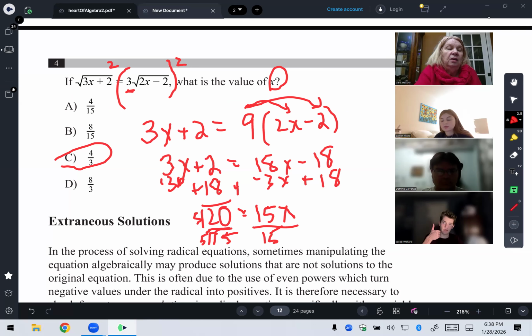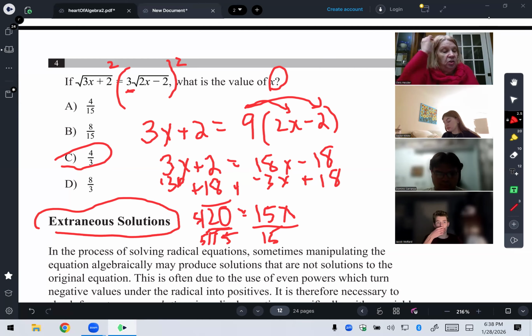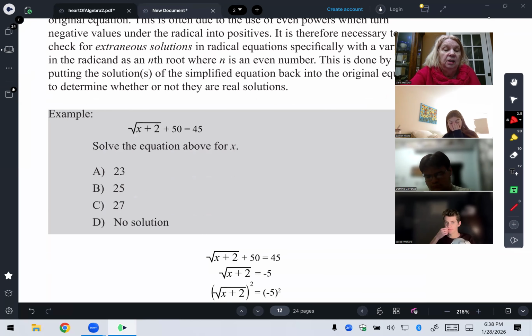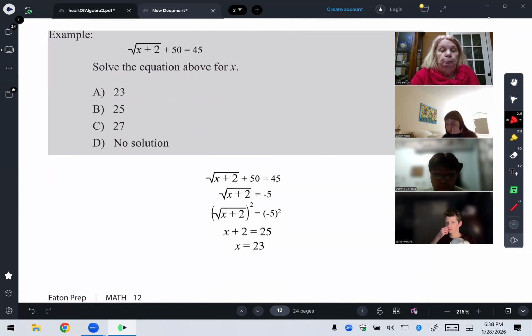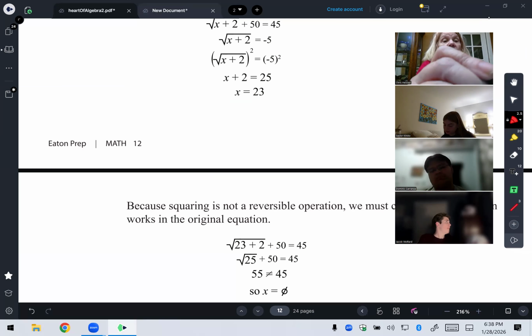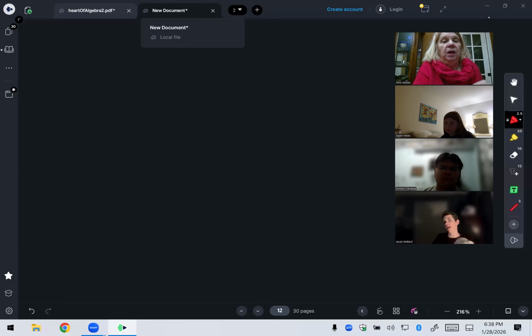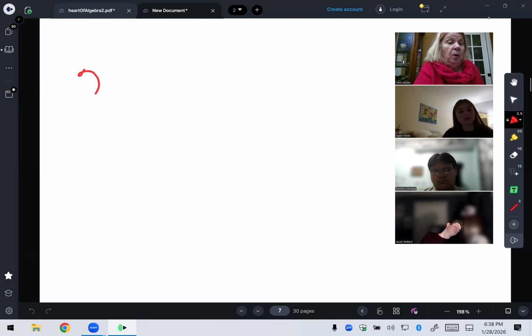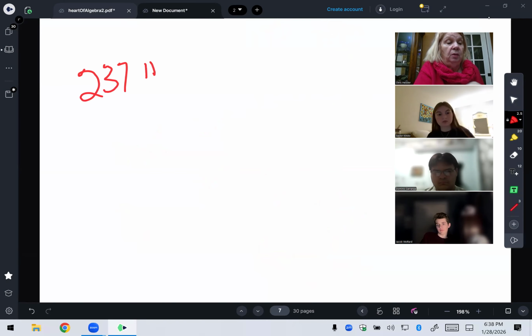4/3. Now, extraneous solutions, and I'm going to show you a trick with this. Sometimes when you square both sides, like we did in our example here, you get an answer that's not viable. So for example, on this page, it shows you that you don't get a viable answer. So let's go to the book. This is the best way for me to show you how to attack these problems. Let's go to 237, number 10.